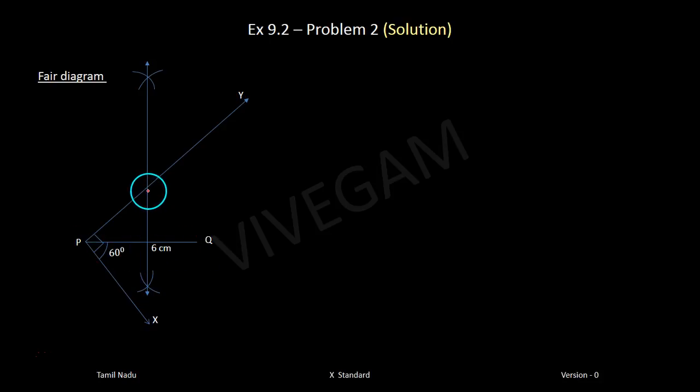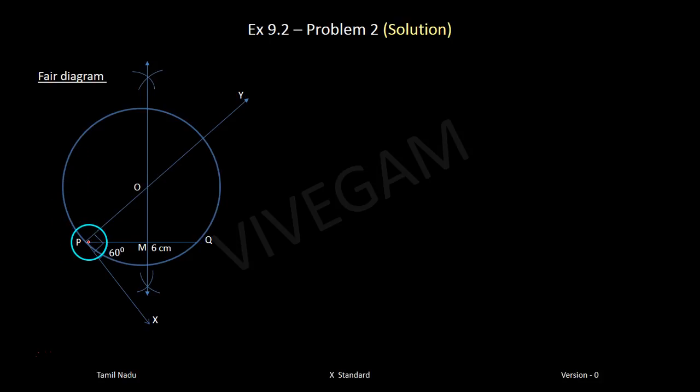Now this line will cut PY at one particular point, that is O. Right? So with O as the center, and OP or OQ as the radius, which are both equal, draw a circle. Now as per the tangent chord theorem, this is the chord and this is the tangent. The angle is 60 degrees. So this chord will subtend 60 degrees at any point on the alternate segment.